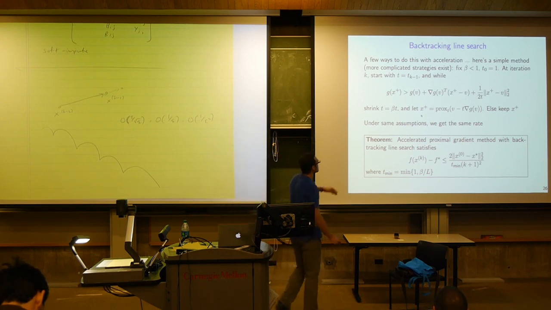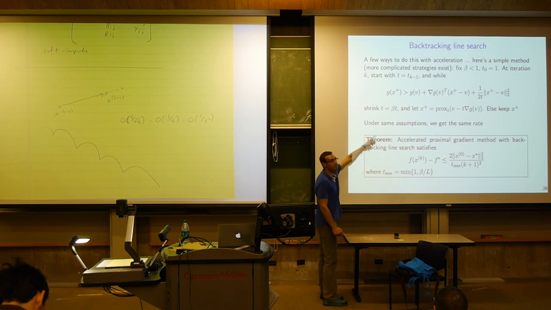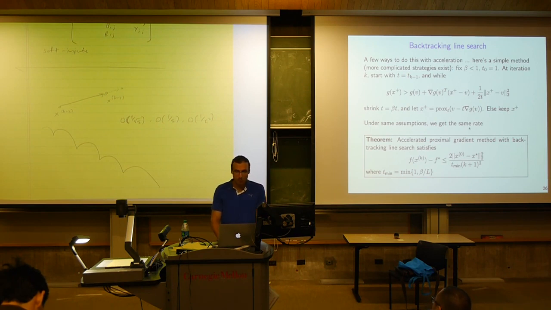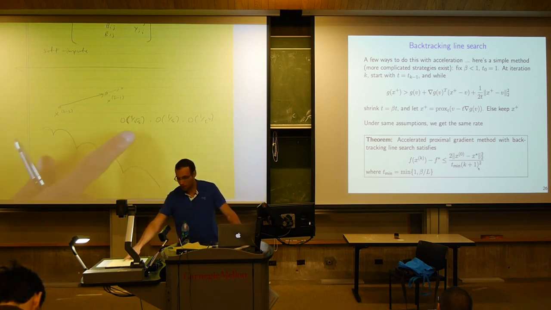And like backtracking for proximal gradient, we have to evaluate the prox at every inner loop of backtracking here as well. So under the same assumptions as we had for accelerated proximal gradient with a fixed step size less than or equal to 1 over the Lipschitz constant, we get the same rate. Okay, so backtracking does it for us too. We get the optimal 1 over the square root of epsilon rate.